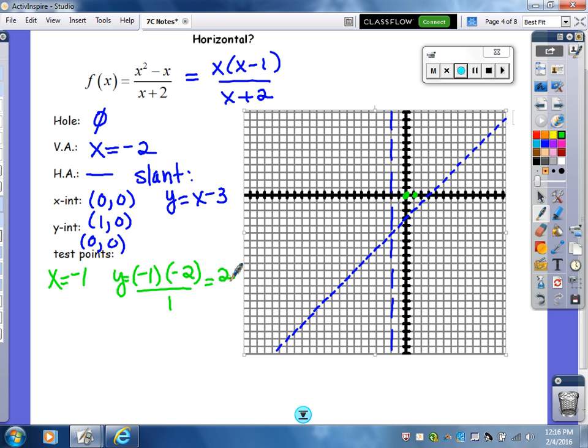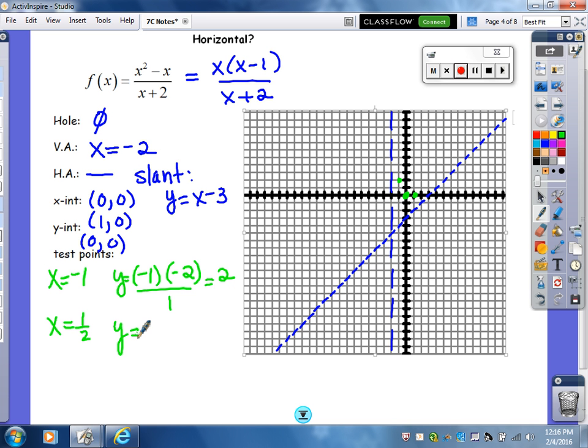I'm sorry, -1, 2. So -1, 2. All right. Now I've got to figure out what it's doing down here. So let's put in +1/2. So x equals 1/2. Y is going to equal, plug in 1/2.